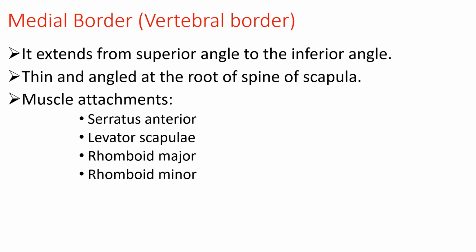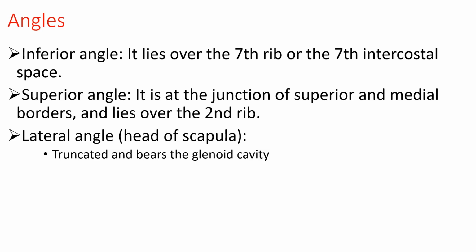Then the medial border or the vertebral border extends from the superior angle to the inferior angle. It is thin and angled at the root of the spine of the scapula. The muscles that are attached at this point are the serratus anterior, levator scapulae, and the two rhomboids, rhomboid major and minor.